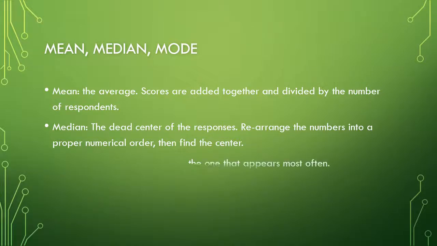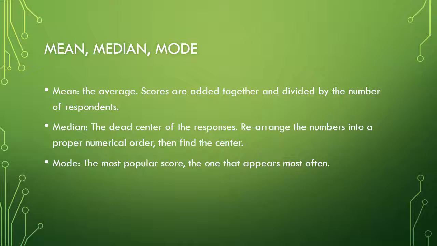Finally, there's the mode. The mode is the most popular score. It's the one that appears most often. So if you again have 20 people responding and the most popular number that you see is 7, then 7 is the mode. Really easy. Tells you, you're not doing bad, but you're not doing as well as you could be. So mean, median, and mode. Very, very simple math. I even hesitate to use the word math because really it's just adding together or lining up the numbers and counting.